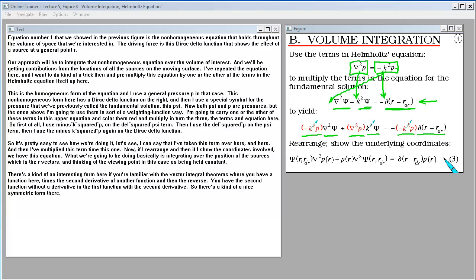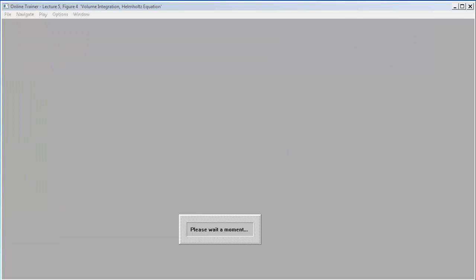What we're going to be doing basically is integrating over the position of the sources, which is the R vectors, and thinking of the viewing point in this case as being held constant. There's an interesting form here if you're familiar with the vector integral theorems, where you have a function times the second derivative of another function, and then the reverse. You have the second function without a derivative and the first function with the second derivative. So there's a nice symmetric form there.